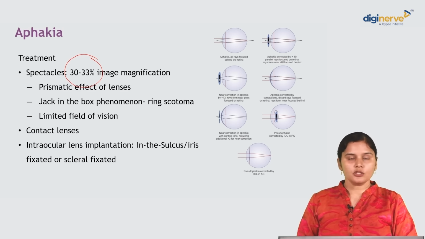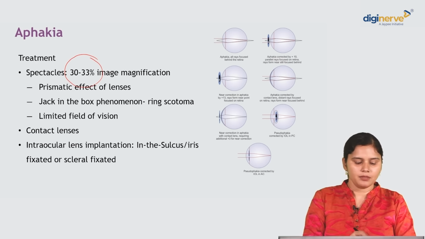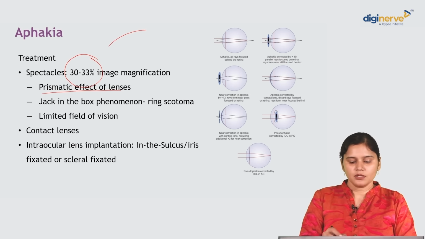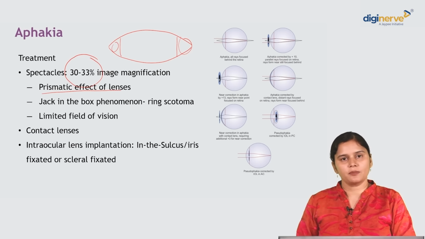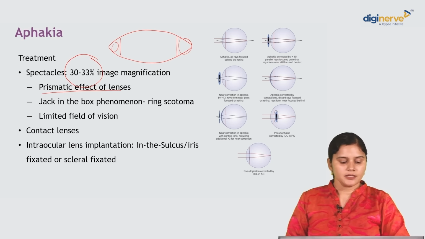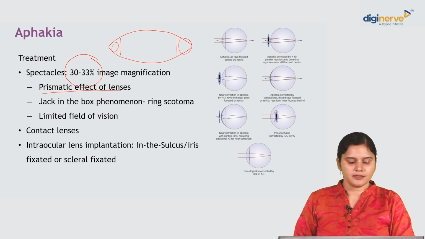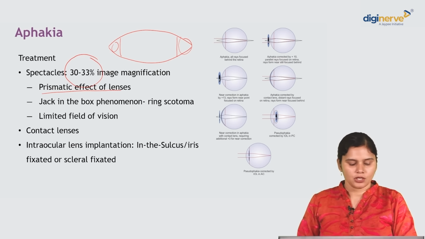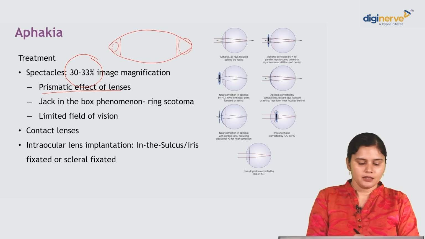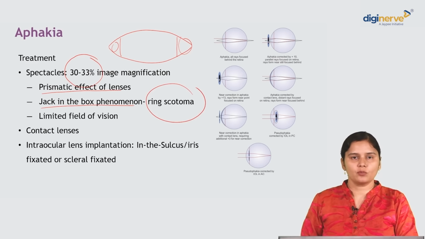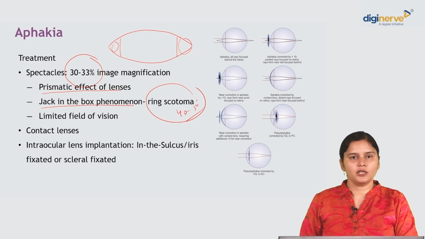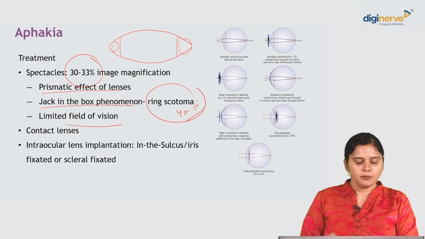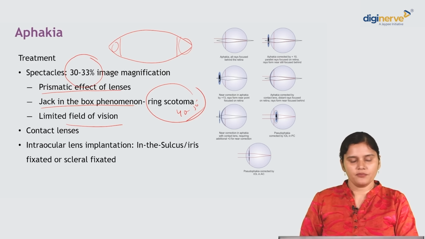to this. Also, because the lenses are very thick, there can be a prismatic effect of the lens, because at the end of each lens there is a small prismatic area which behaves like a prism. So there is prismatic effect at the edge of the lenses, and it shifts the image. There can be jack-in-the-box phenomenon or roving ring scotoma that might be present at around 40 to 50 degrees of the visual field of the person. There is limited field of vision because of the prismatic effect of the lenses.